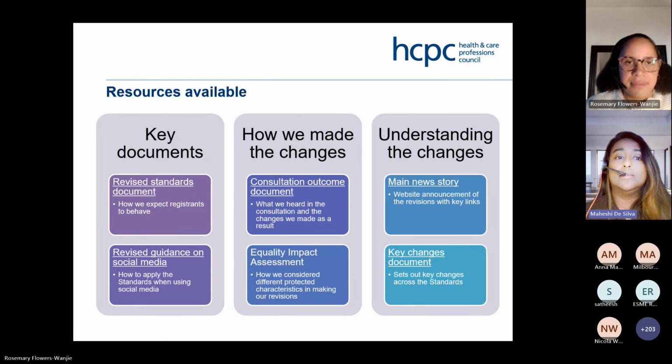So we have some available on our website on the revised standards. There was a link posted a little bit earlier, which I will post again into the chat, where we have information on how those changes were made, especially our consultation outcome document of what we heard and the different decisions that were made from this. We also have the equality impact assessment, which can also be found online. There is also a main news story which provides a summary of the review and the key changes on the document. It's really helpful to understand those changes, and it also lists those changes against the previous standards.